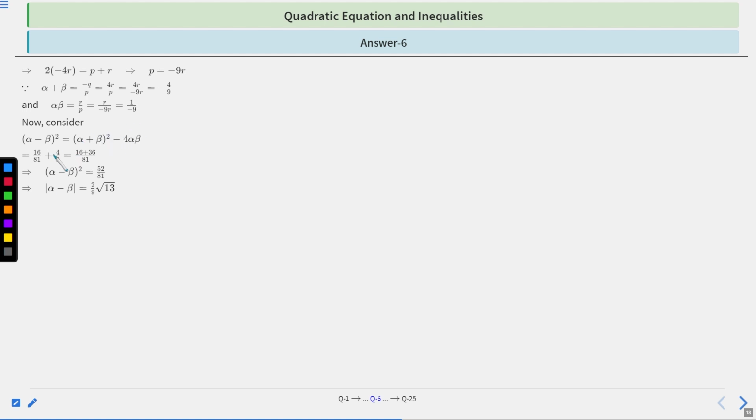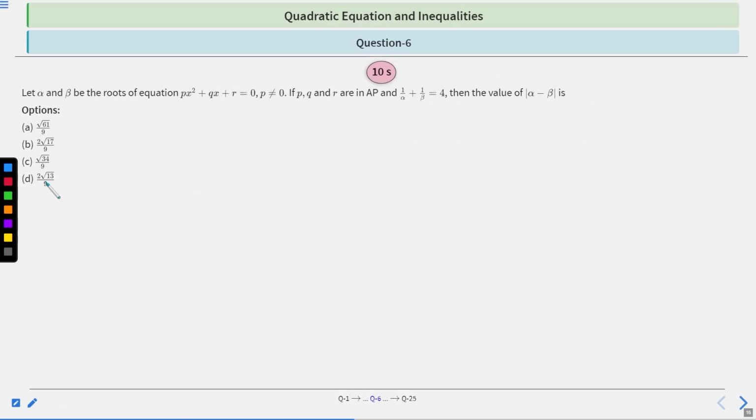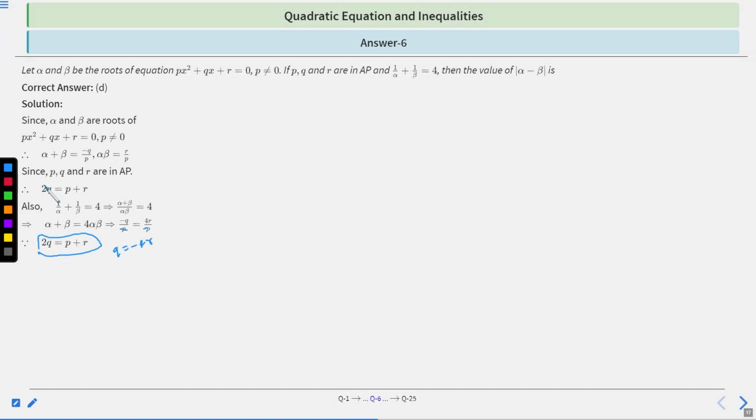Now let's consider alpha minus beta whole square is equal to alpha plus beta whole square minus 4 alpha beta, as we know. So let's put the value of alpha minus beta and alpha plus beta. So alpha plus beta is 4 upon 9, which is 16 upon 81 square of alpha plus beta, and 4 alpha beta is basically 4 upon 9. Adding this, we got 52 upon 81. So alpha minus beta whole square is 52 upon 81. This implies alpha minus beta is 2 root 13 upon 9 is the right choice. Clear? Now let's move to the next question.